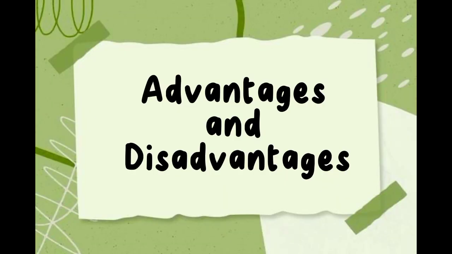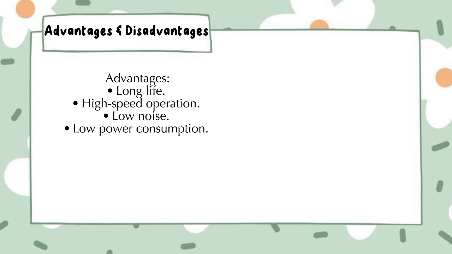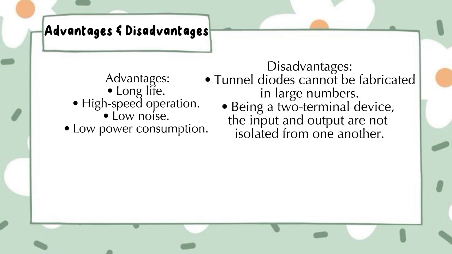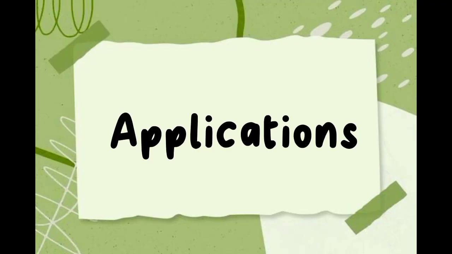Advantages and disadvantages. Advantages: long life, high-speed operation, low noise, low power consumption. Disadvantages: tunnel diodes cannot be fabricated in large numbers. Being a two-terminal device, the input and output are not isolated from one another.